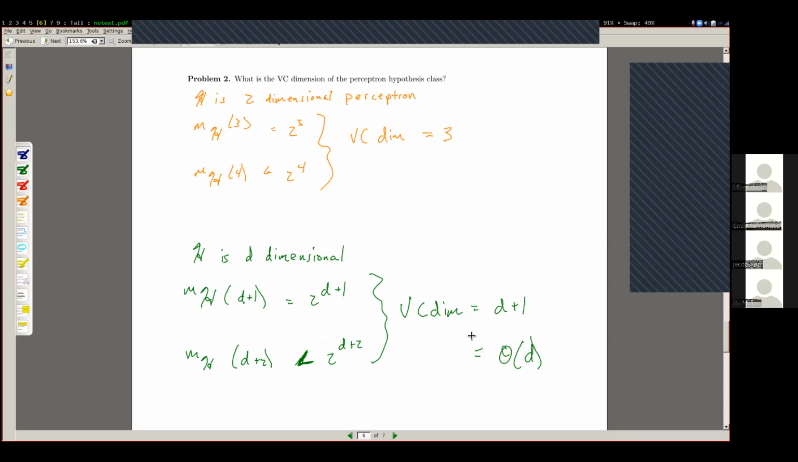But this is something, VC dimension theta d, that you definitely want to remember, even though it's not something you're required to remember for the quiz. You won't be able to answer any questions about the perceptron if you don't remember that. Any questions?